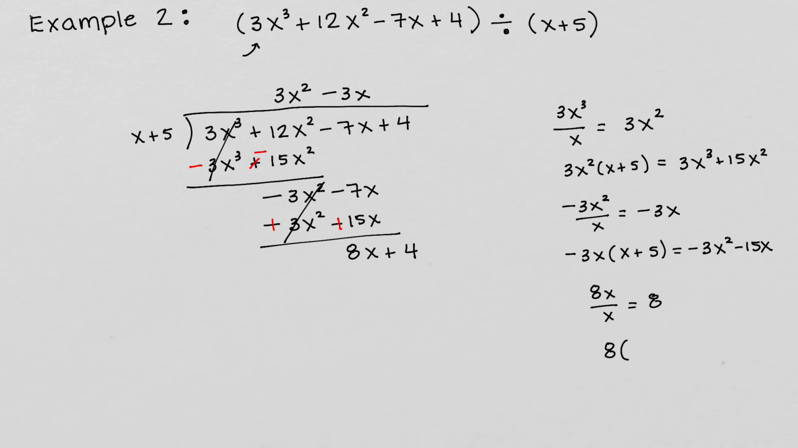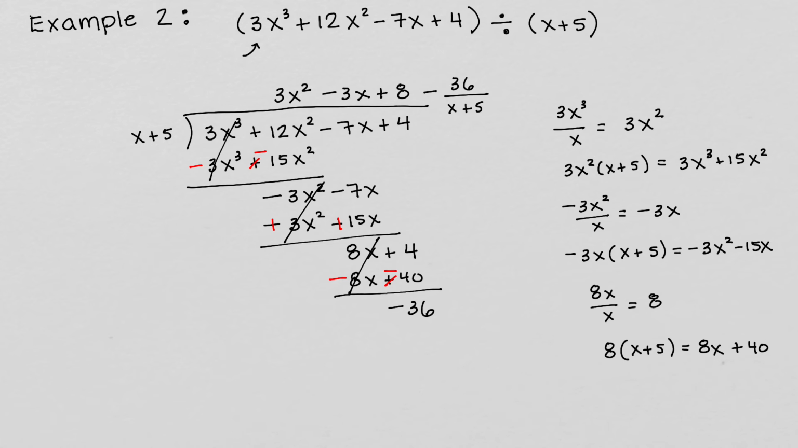And I'll multiply that 8 times the x plus 5. Make sure I put that up here. And I get 8x plus 40. Change my signs. And the 8x's cancel out. 4 minus 40 is a negative 36. So I have minus 36 over x plus 5.